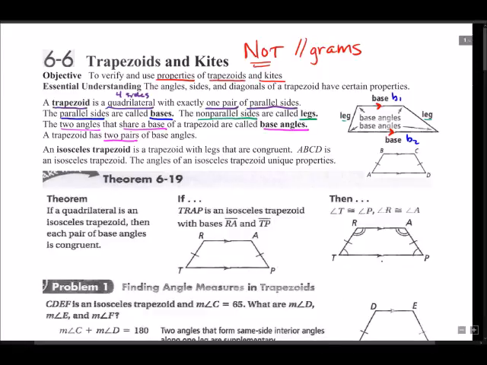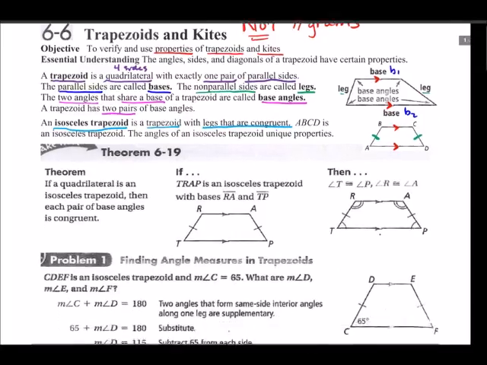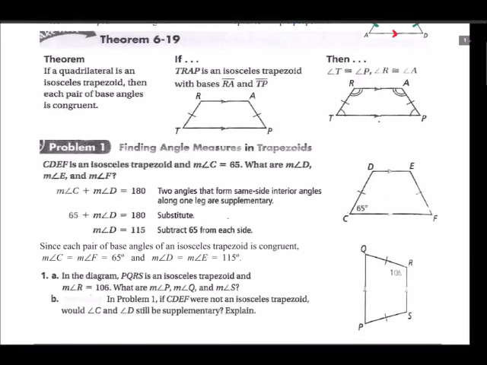And then we have a very special trapezoid, an isosceles trapezoid. What do you suppose an isosceles trapezoid is? Yes, it is a trapezoid, so one pair of parallel sides, with legs that are congruent. So we have our parallel sides here, and then our legs are congruent, thus isosceles trapezoid. And isosceles trapezoids have some special properties. So let's go ahead and look at our first theorem here.